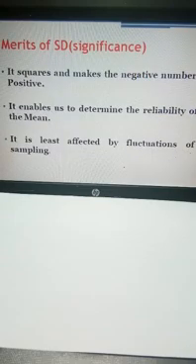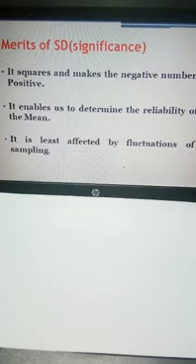The next merit is it squares and makes the negative numbers positive. Okay, remember d square. Once we have written the negative number with the minus sign, but when we square that, the negative number becomes positive.